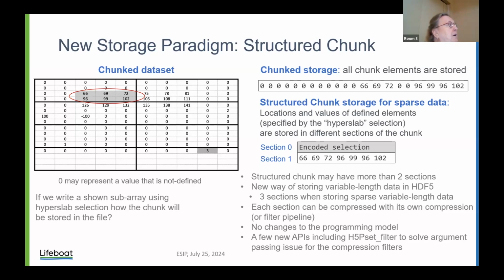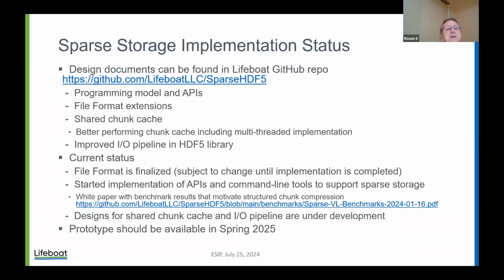This approach allows us to store not only sparse data, but also variable length data, because we can have, for example, 3 sections in the chunk: store locations of the elements, then store the elements themselves in another section, and in a third section store pointers that can find variable length data. It allows us to compress. We now have APIs to compress each section, and you can specify your pipeline. And I have a white paper listed here on the slides that shows it really gives you the advantage of saving storage and having information transparently about where elements are located.